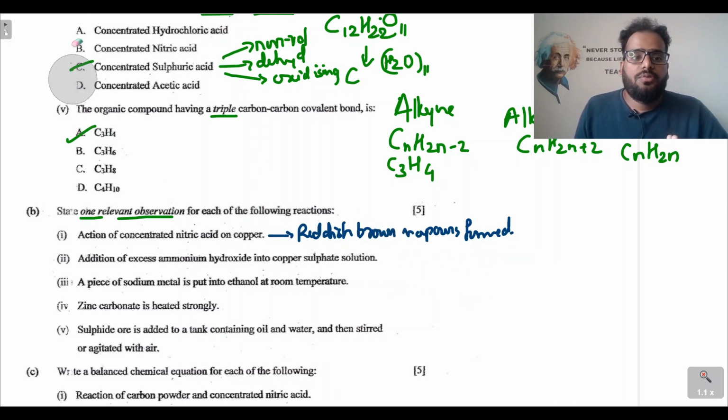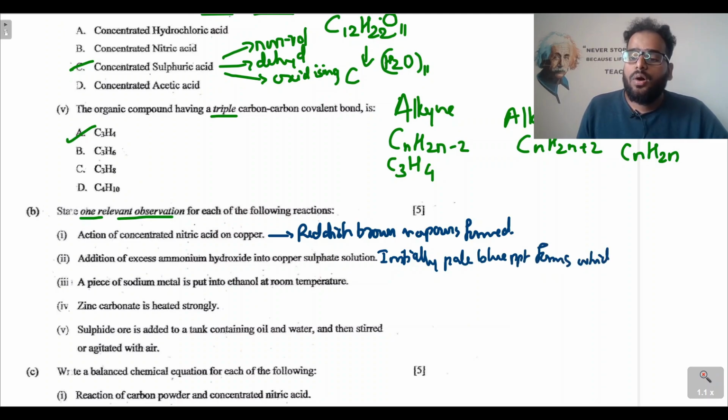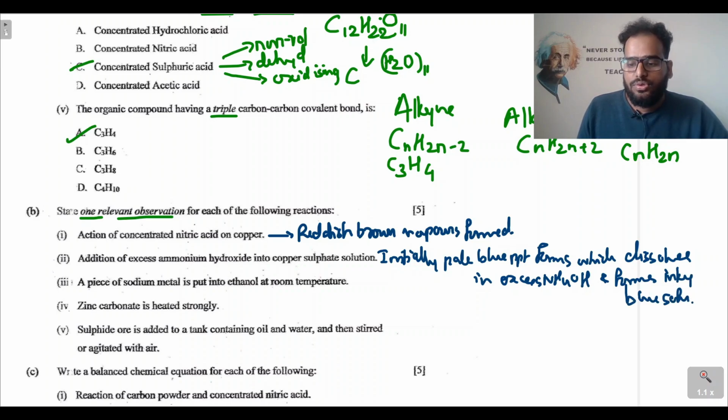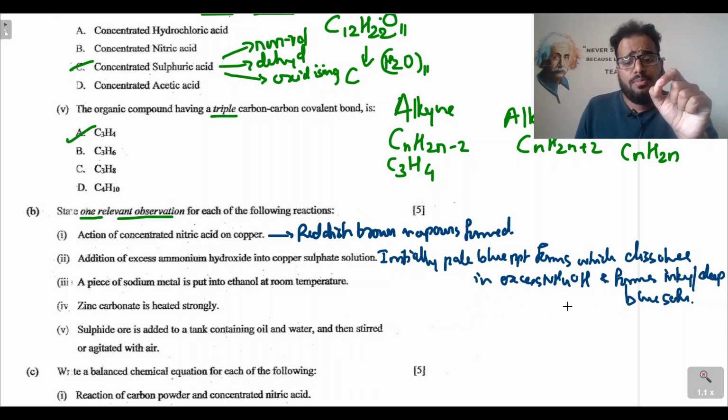But first you have to write, this is very important. Initially pale blue PPT forms which dissolves in excess ammonium hydroxide and forms inky blue solution, or sometimes deep blue solution also you can write. That is a complete observation. If you don't want to lose the mark, if you simply write inky blue solution, I'm not sure they will give you full marks.